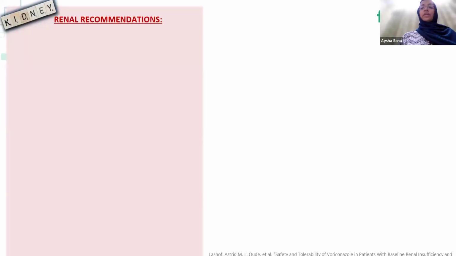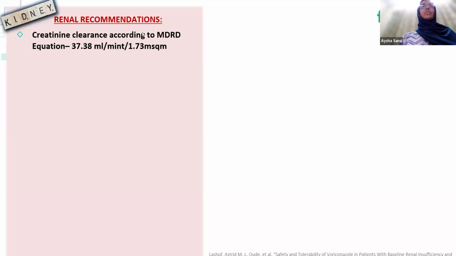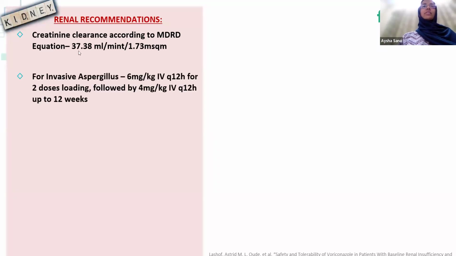First, we look into the renal factors. The renal recommendations for voriconazole are: according to the MDRD equation, creatinine clearance is 37 ml per minute. For invasive aspergillosis, the dosing is 6 mg per kg IV, 12th hourly for two loading doses, followed by 4 mg per kg 12th hourly for up to 12 weeks.